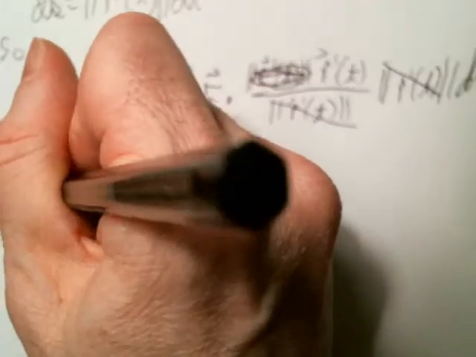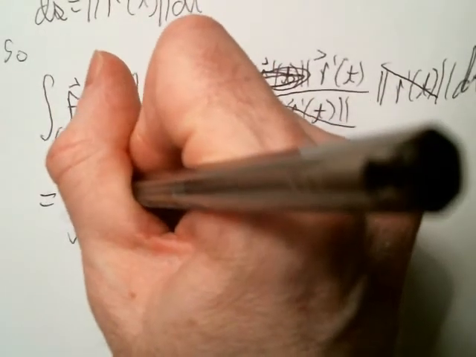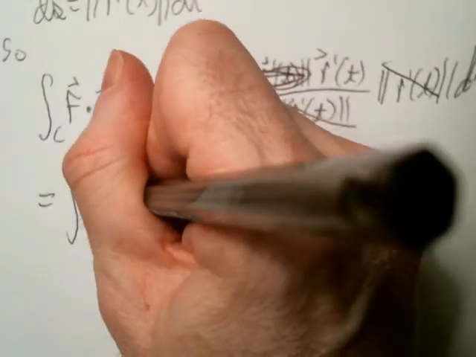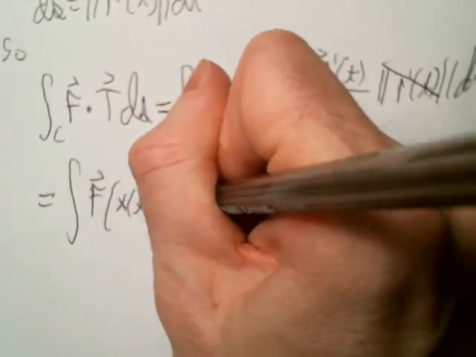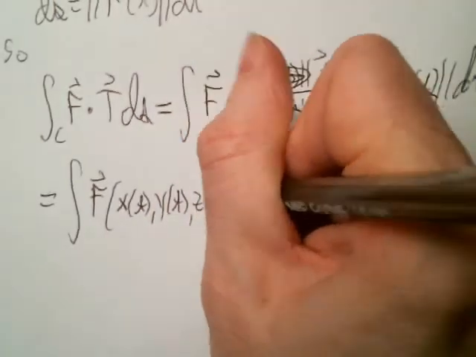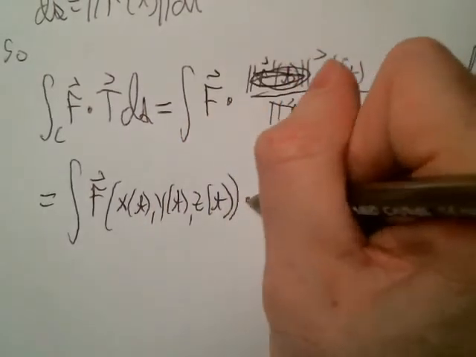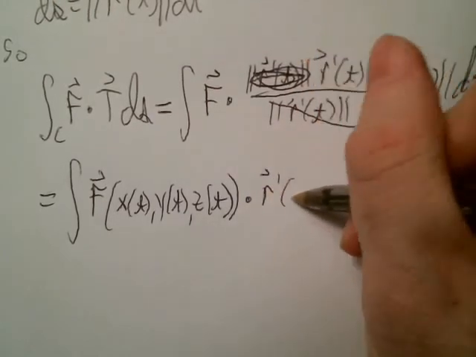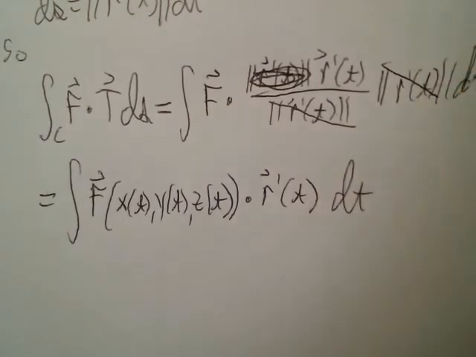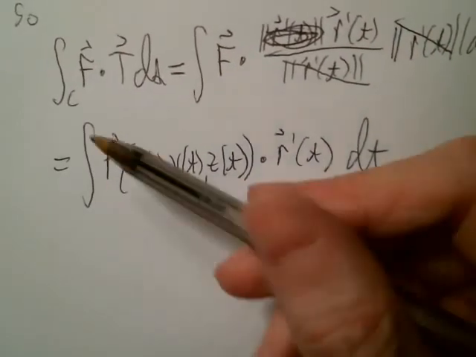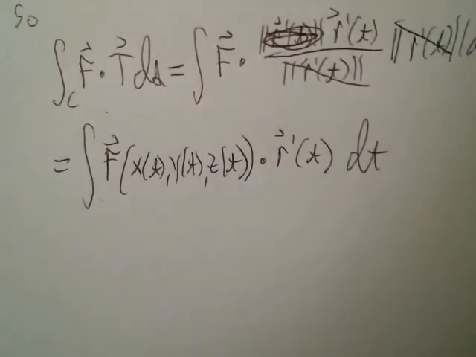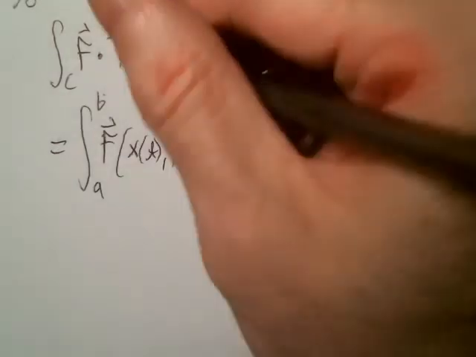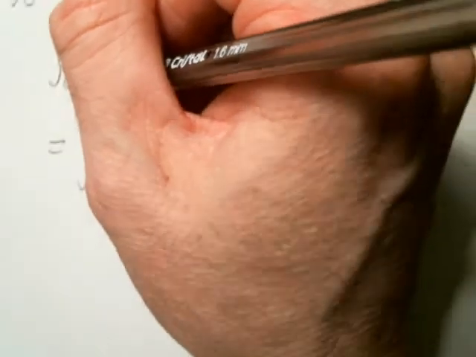So what you'll end up with is this vector field, which you rewrite in terms of t. You'll have x of t, comma, y of t, comma, z of t, and then you dot product that with r prime of t and integrate with respect to t, and that'll get the job done. You're integrating over t from t equals a to t equals b. So this becomes our working definition.